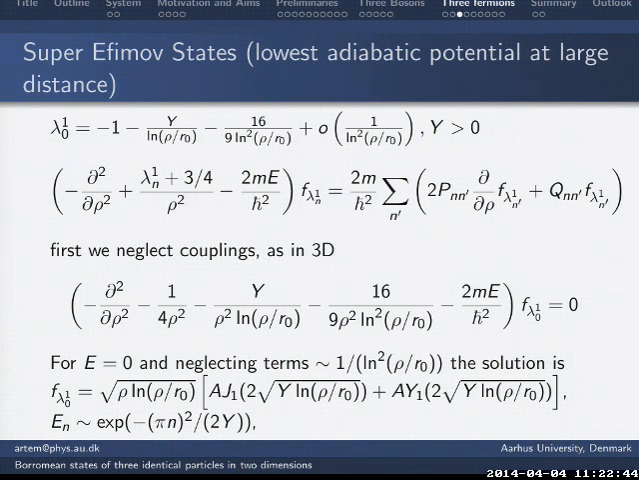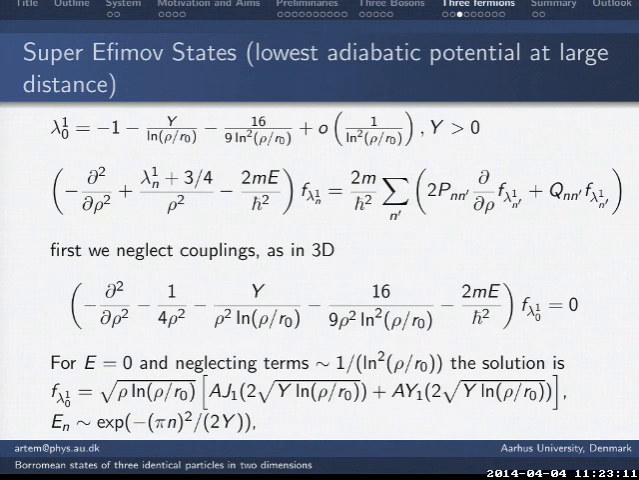So you can decompose this lambda in the series of 1 over log rho, and I write the first two terms. And then what you do, you now go back to your equations for f, and first you neglect couplings as you did in 3D. Why do you keep exactly the first two terms? I will explain.